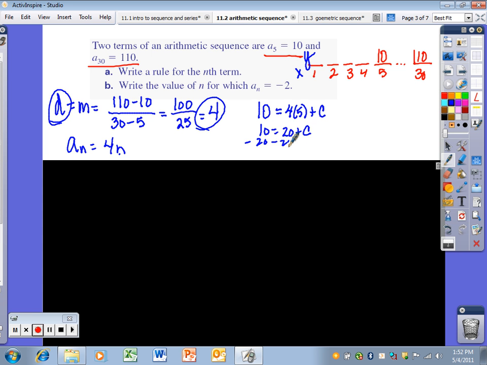Subtract 20. That's negative 10 is my c. So I can replace this c with a negative 10. 4n minus 10 is my rule.